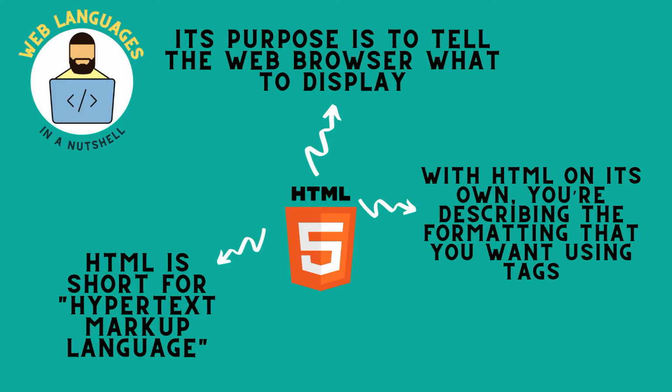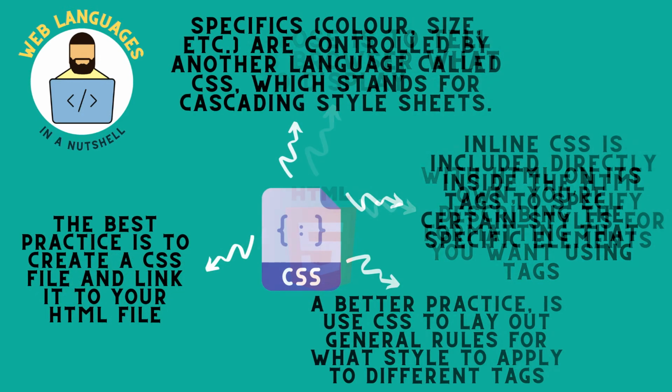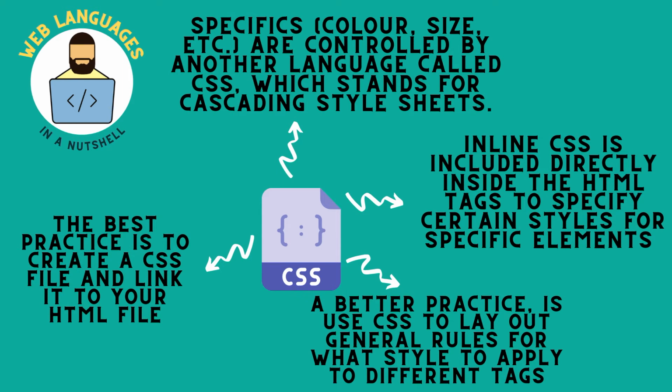These specifics are controlled by another language called CSS, which stands for Cascading Style Sheets. CSS can be used in three different ways. The first way is to include it directly inside the HTML tags to specify certain styles for specific elements. This is called inline CSS.